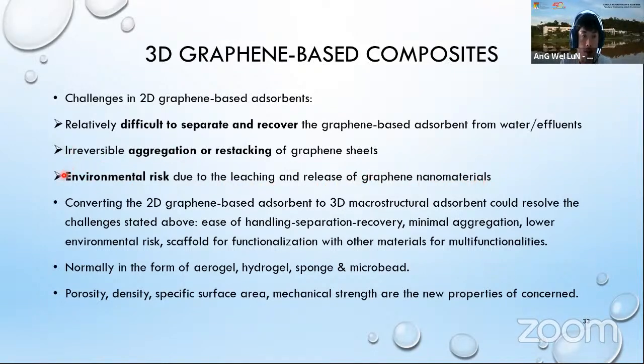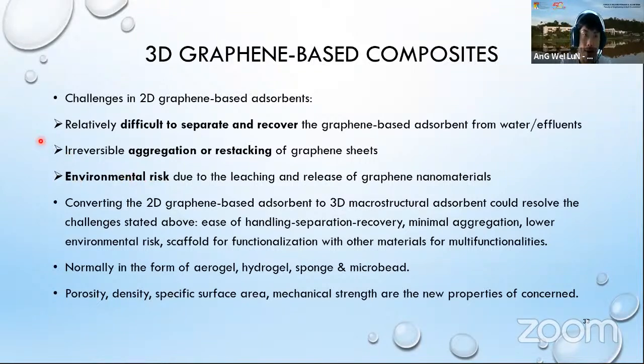And the last one is environmental risk due to the leaching and release of graphene nanomaterials. This is linked to the first one, because it's very difficult to separate, which means some of the graphene nanomaterials will be present in the treated water. So far, the risk of these nanomaterials to the environment remains unknown. Some studies show that these nanomaterials are harmful to the microbes in the water, but it's still inconclusive. That's why we don't want to create another environmental issue while we are trying to address the pollution issue.